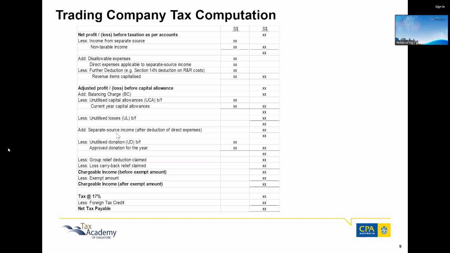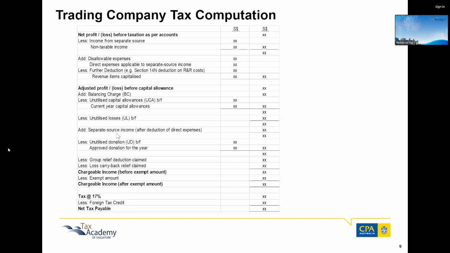Besides the taxable profit, we also have to add back the disallowable expenses. Remember, just now I mentioned that in the profit and loss account, we do have deductible as well as non-deductible expenses. So we need to add back the disallowable expenses, as well as exclude any direct expenses applicable to the separate source. For the separate source income, we have already excluded it, so now we are going to exclude the direct expenses applicable to the separate source income as well.